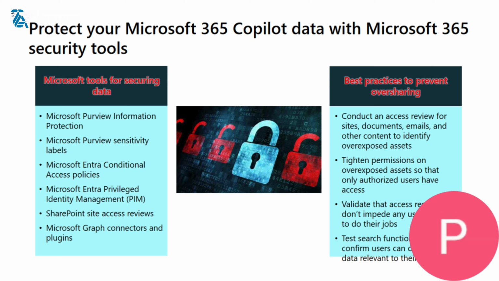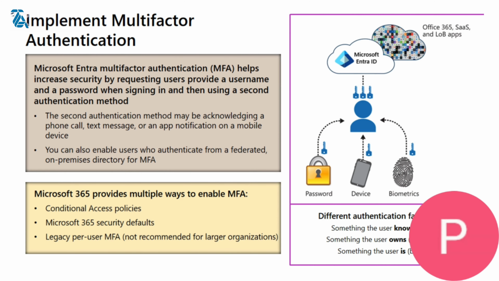We need to check and tighten the permissions on overexposed assets so that only authorized users can access and validate the access, right? We can also run a few test searches and see whether the right people have the right set of access. These are certain best practices. Then the other thing is to implement multi-factor authentication. Multi-factor authentication, or MFA, is like when you have a banking app: you enter the credentials, but an OTP is also generated to your email or mobile device, right? That is basically multi-factor authentication.